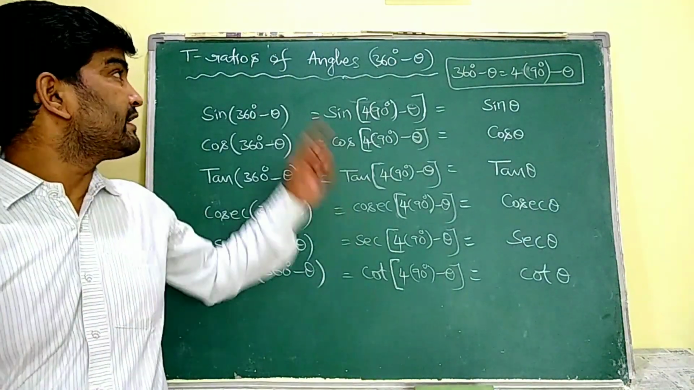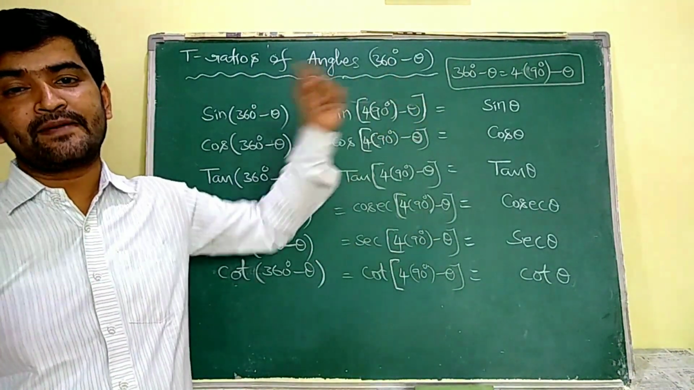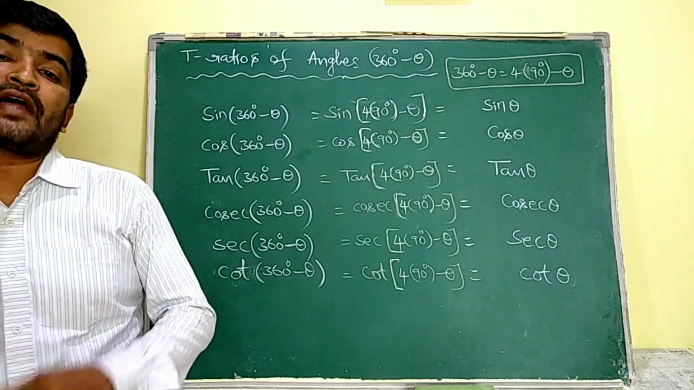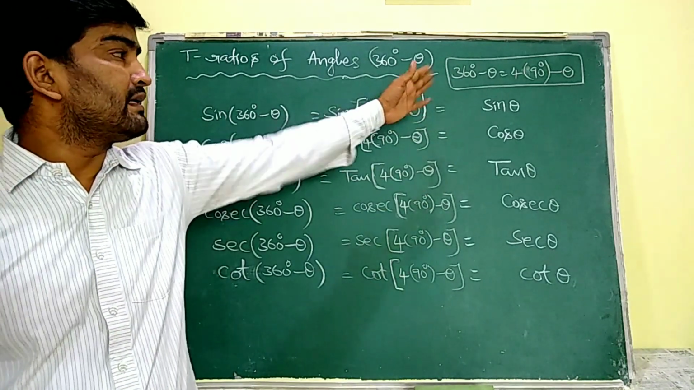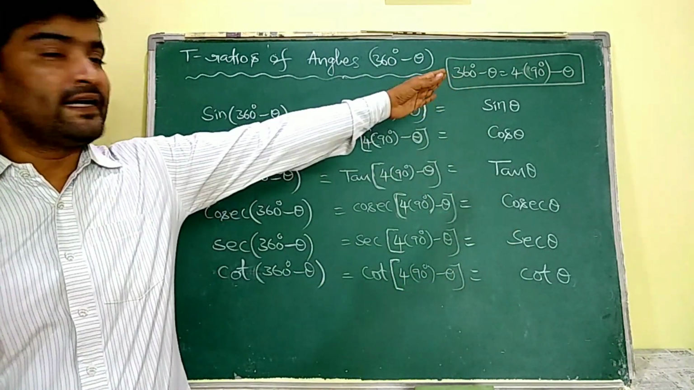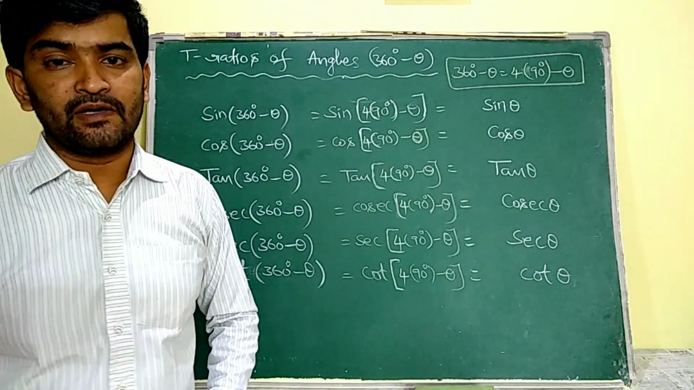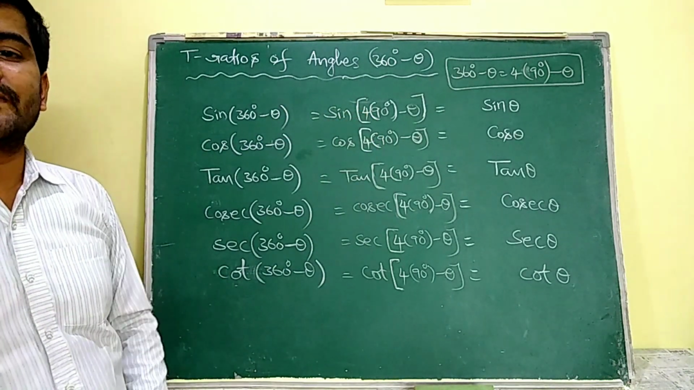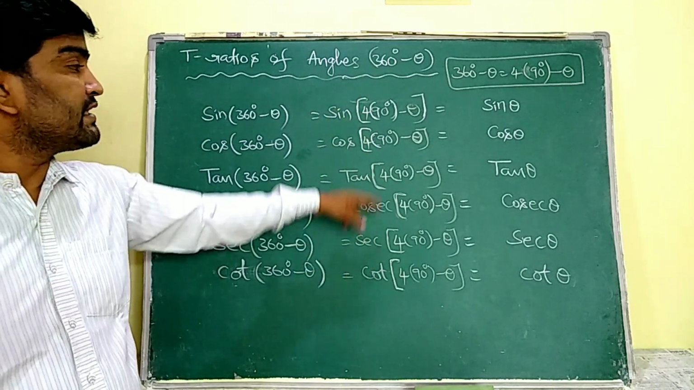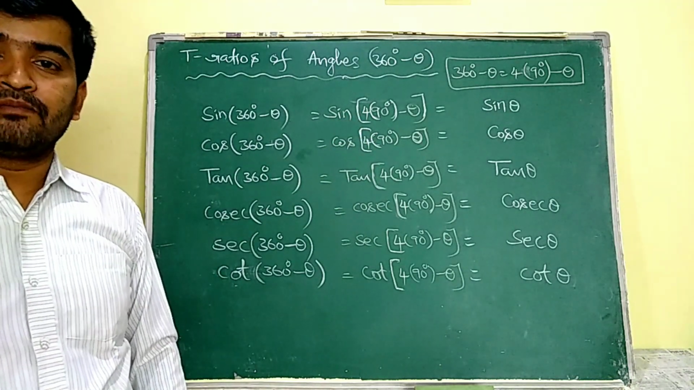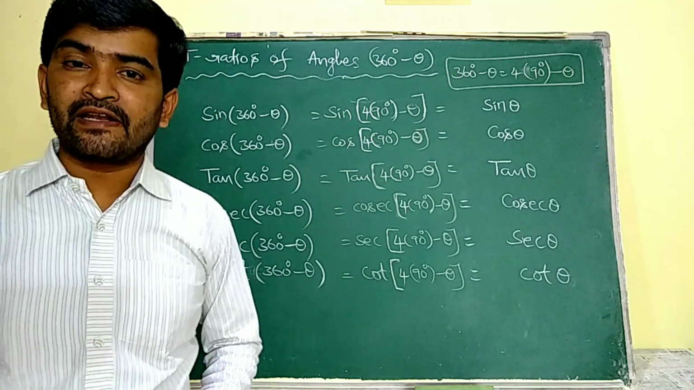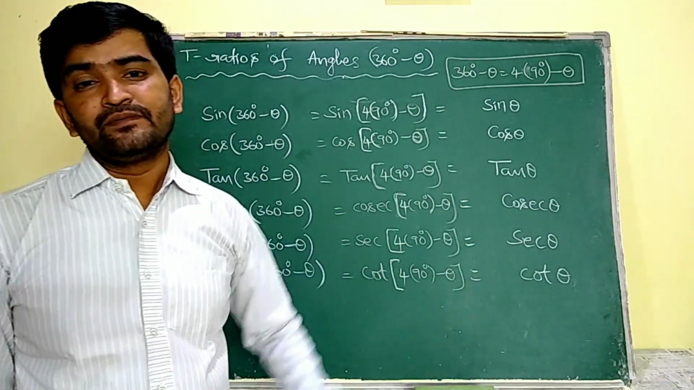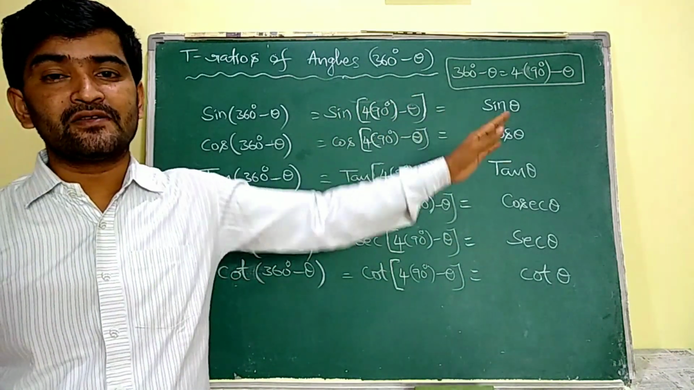Now we are going to discuss the trigonometric ratios of angles 360 minus theta. As we know, 360 minus theta can be expressed as n into 90 plus or minus theta. That 360 minus theta is written as 4 into 90 degrees minus theta. Now I am going to replace this 360 minus theta with 4 into 90 degrees minus theta. So now see, in the place of n I am having an even number. As we know, if the n value is even, then there is no change in the trigonometric ratio. So because of that I am going to write all the trigonometric ratios as they are.